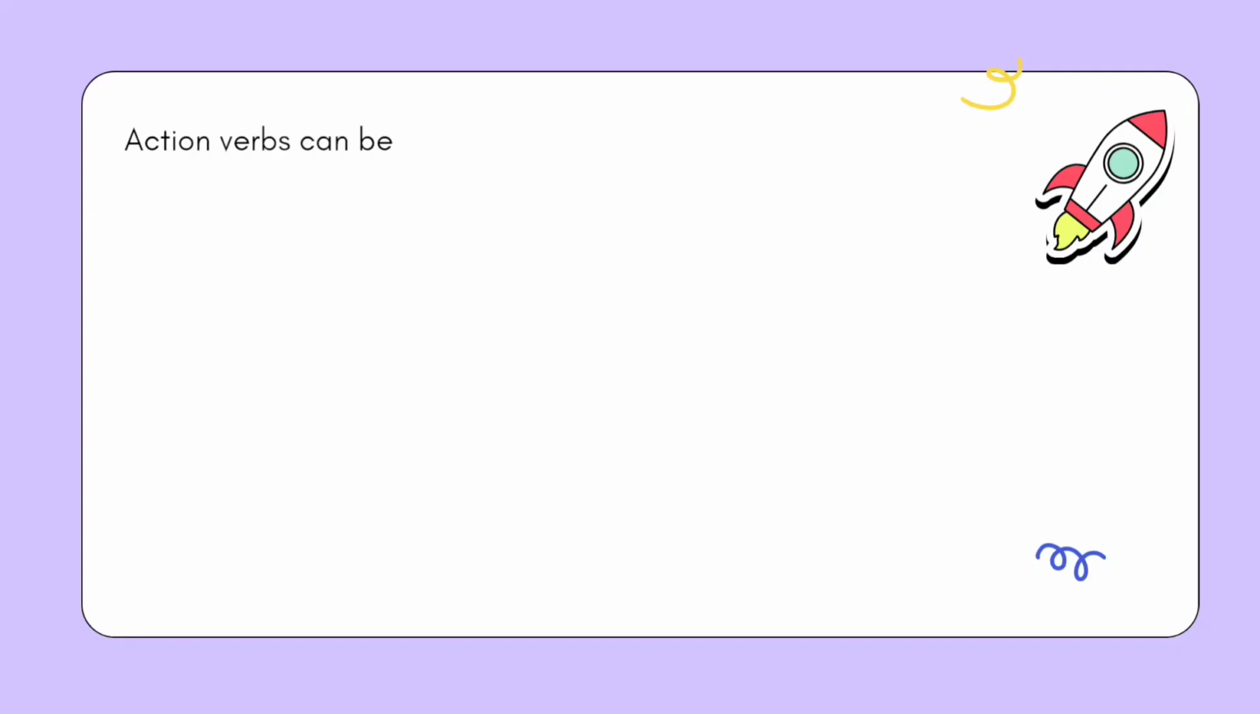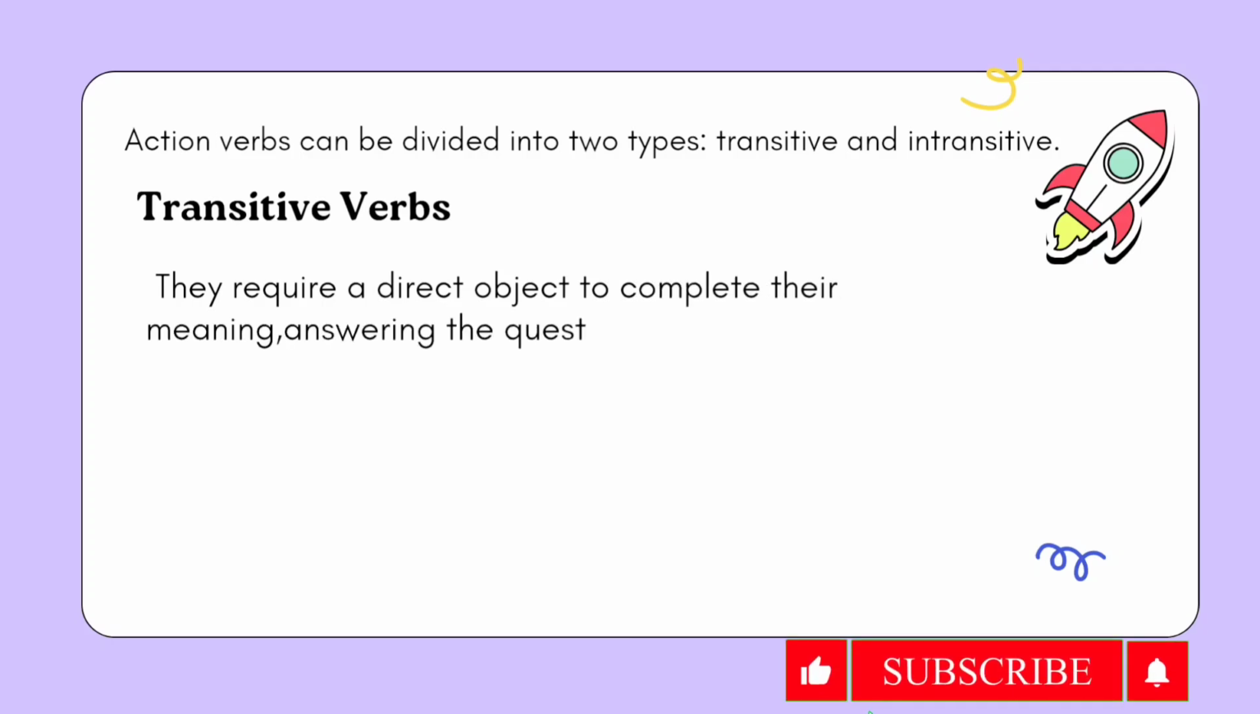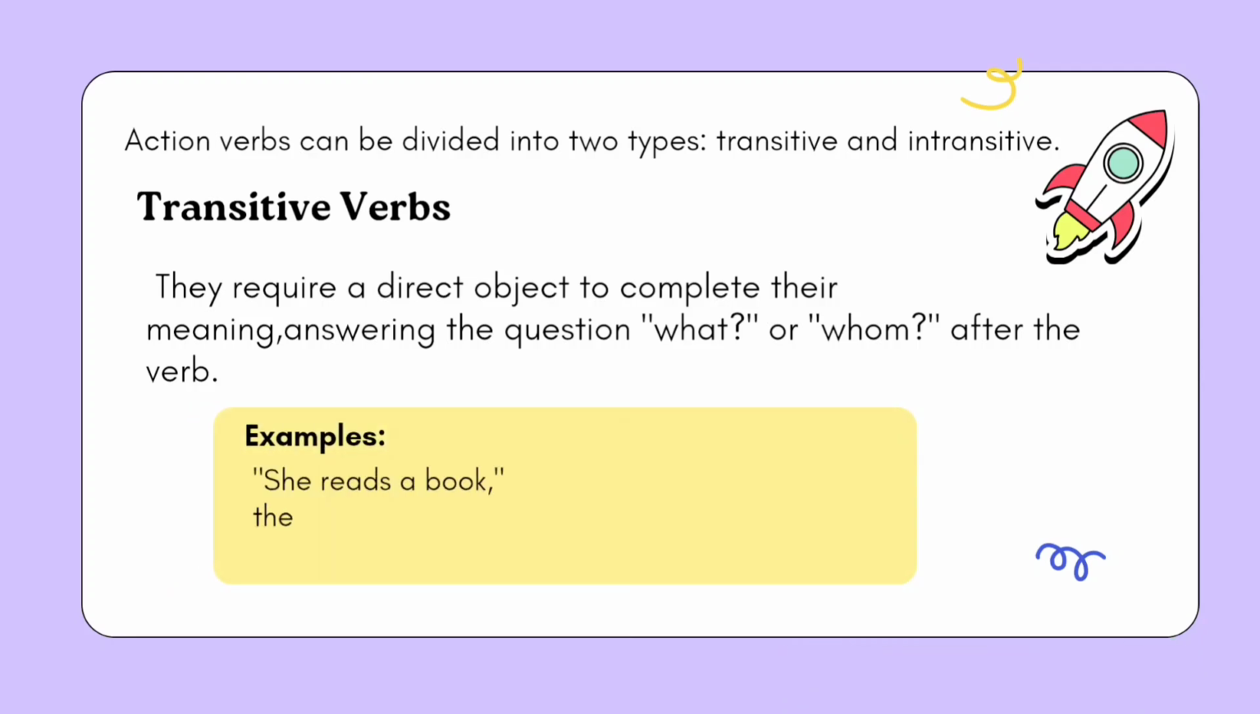Action verbs are further divided into two types, transitive and intransitive. Transitive verbs. They require a direct object to complete their meaning, answering the question what or whom after the verb. Example: she reads a book. In this sentence, the verb reads is transitive and a book is the direct object. And what she is doing, she is reading a book.